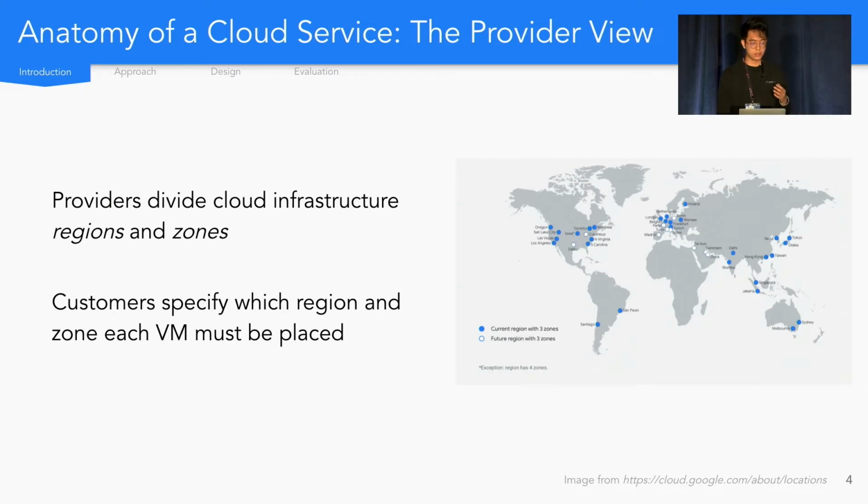Cloud providers host computer resources at multiple locations worldwide. Google's cloud infrastructure is divided into regions and zones. Usually, a region represents a part of a continent, and zones represent the geographical area within a region. Customers can specify which region and zone to place a VM.